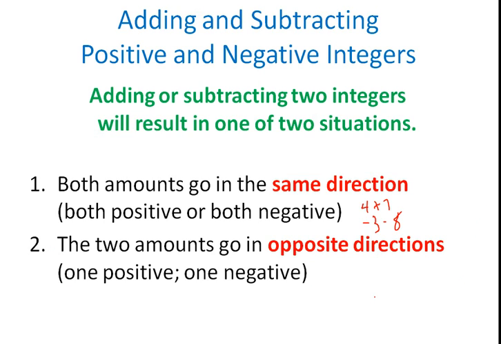The other situation is you might have two amounts going in the opposite direction. So you might have 4, which is going in the positive direction, and subtract 6, which is going in the negative direction. Or you might start with a negative and then add, go in the positive direction.